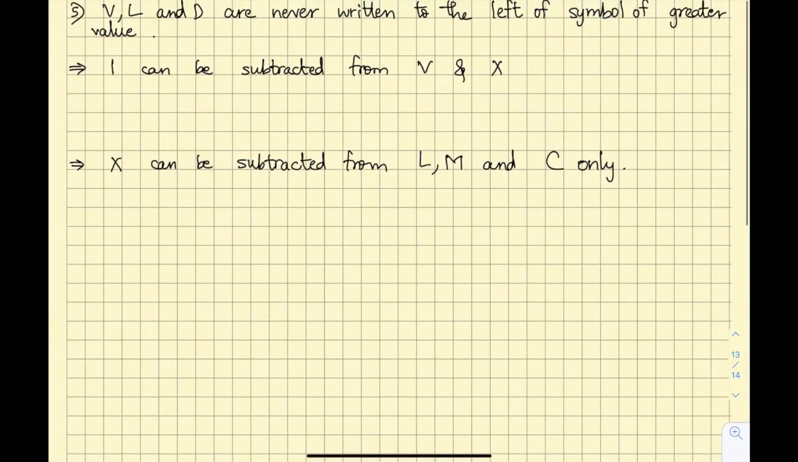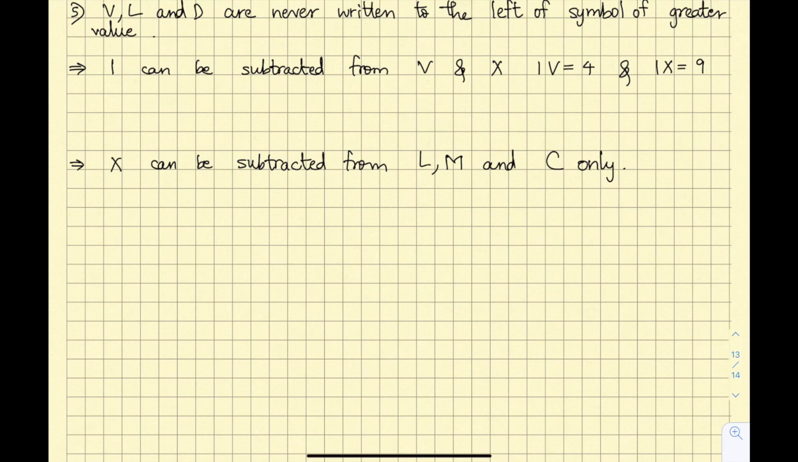Which says that V, L and D, V is 5, L is 50, D is 500, they are never written to the left of a symbol of greater value. Only 1 can be subtracted from V and X. That is, we have already written it, I and V is equal to 4, 5 minus 1. And also I and X is equal to 10 minus 1, 9. But you cannot write this 5. V, L and D are never written to the left of a symbol of greater value.